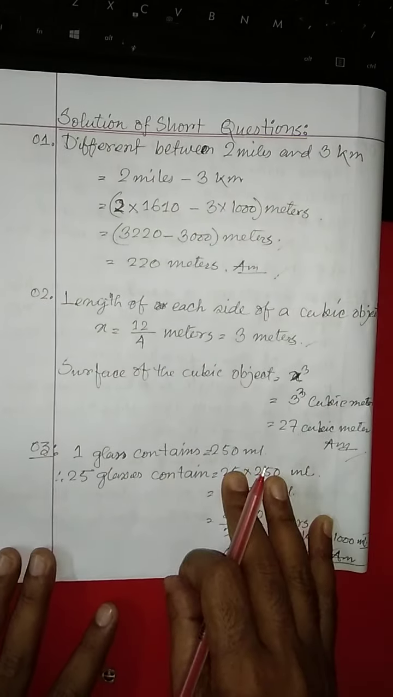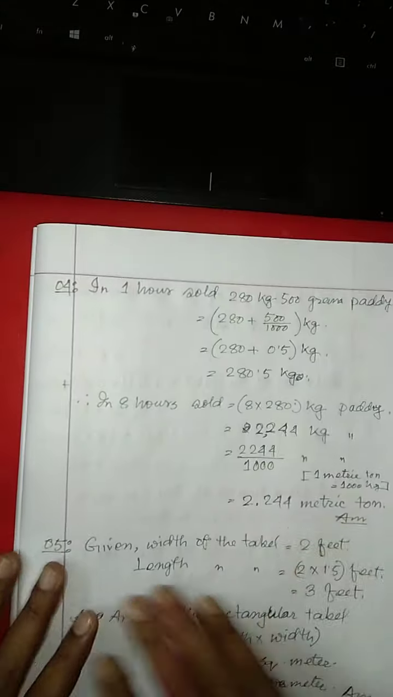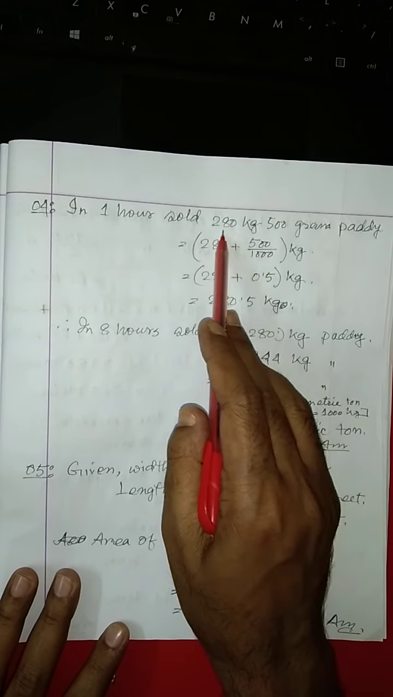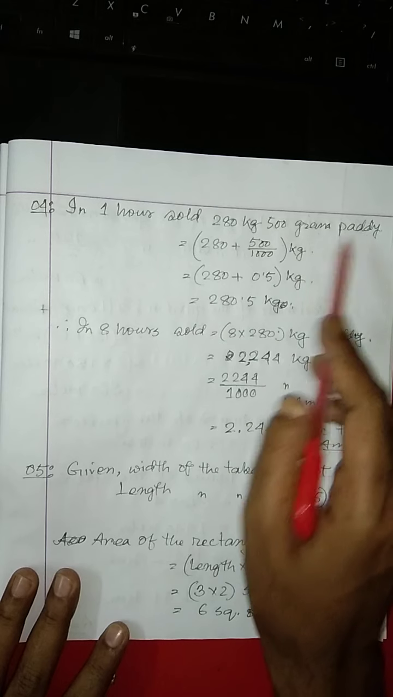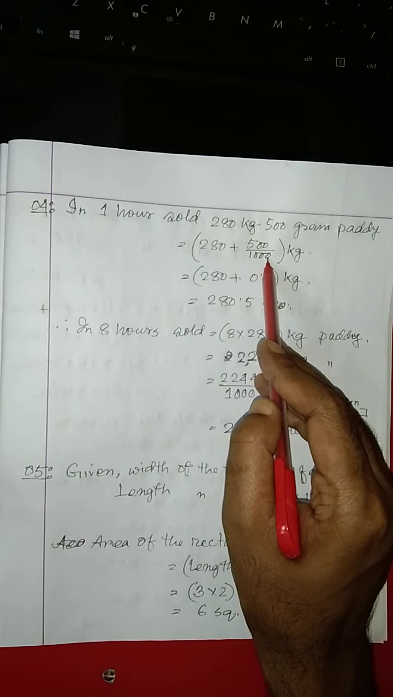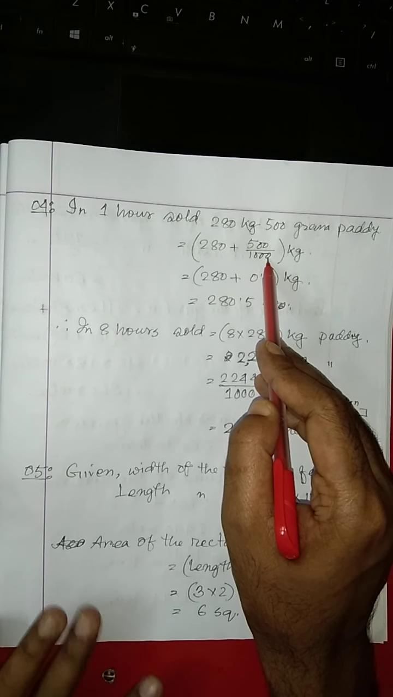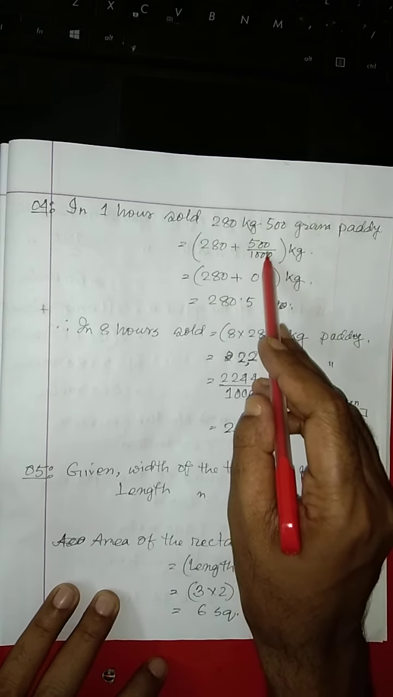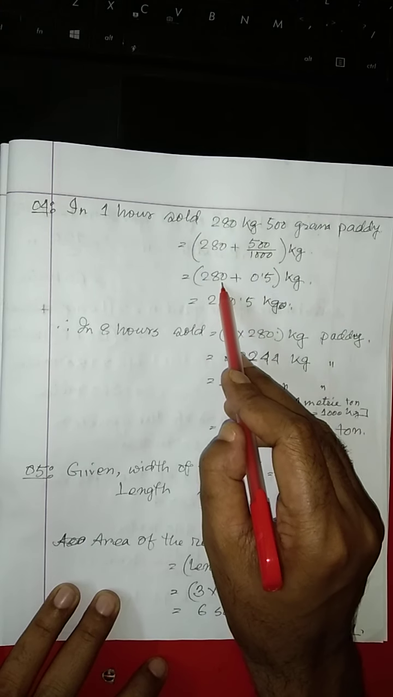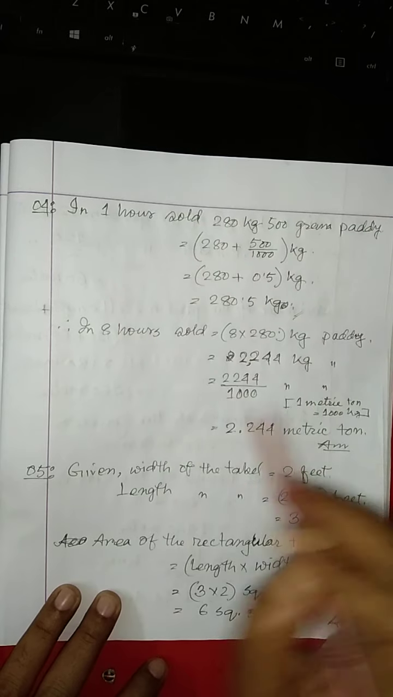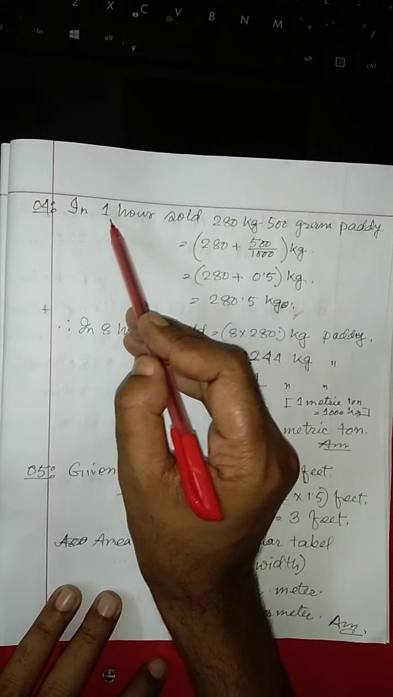Now we can start here. Number 4. In 1 hour sold 280 kg 500 gram paddy. So 280 kg plus 500 divided by 1000, because 1000 gram equals 1 kg. So we can also get 0.5. So 280 plus 0.5 equals 280.5 kg. That's kg. So this is the 1 hour.